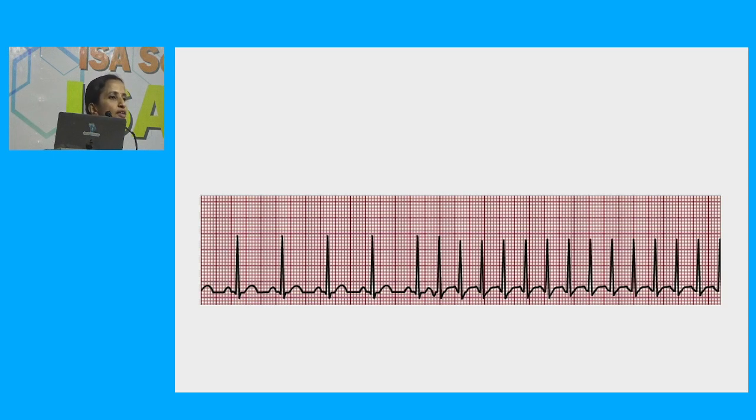Which college are you from? I forgot. MES, you can try. This... what happened to the ECG rhythm after some time? It was normal initially, then what happened?